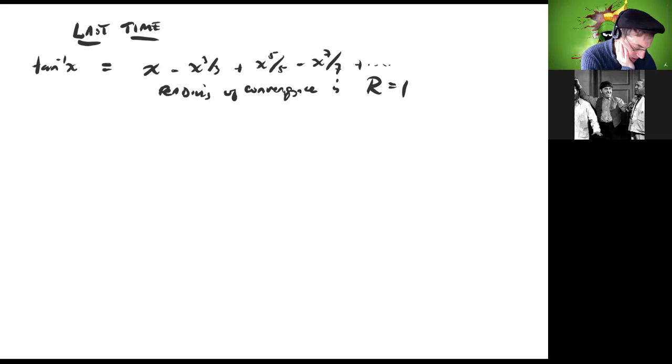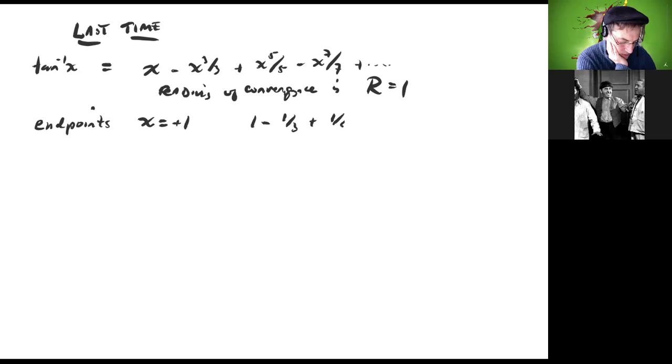But what about the endpoints of the interval? If we take x equals +1, the right-hand side is 1 minus a third plus a fifth minus a seventh, and so on. And this is an alternating series. The absolute value of the terms is decreasing and the limit of the terms is 0, so this converges. Similarly, if x equals -1, it also converges, for the same reason.